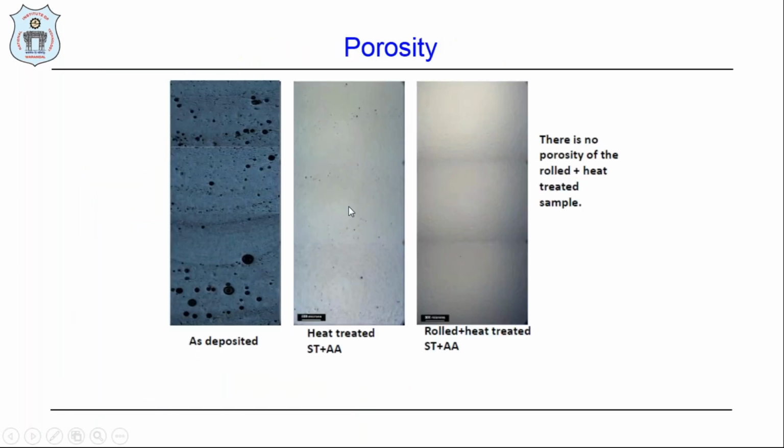Another major drawback is that the porosity in aluminum fabrication with the help of this WAAM process is very large. To eliminate these porosities, we have to go for a heat treatment process or a rolling process.